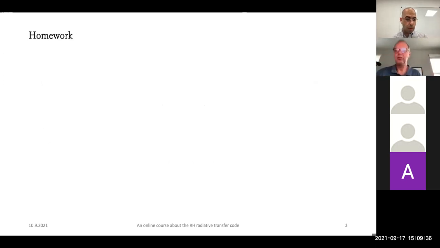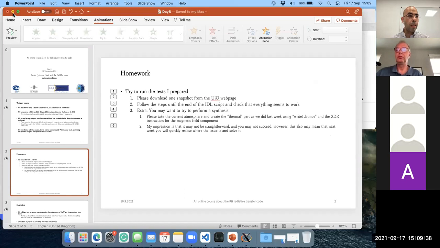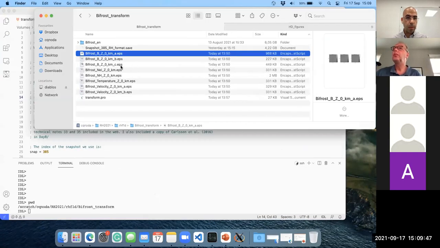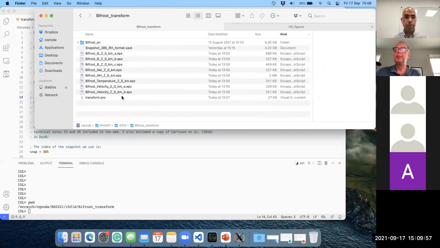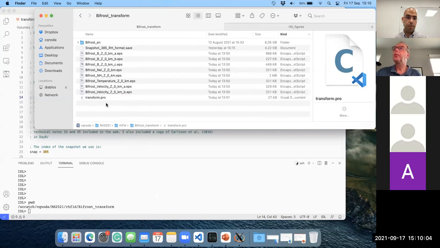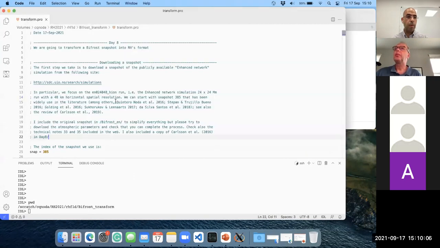Okay, so let me go back, and as always, we will go to an IDL script. We are going to be again in the RH folder and the RH F1D distribution, and in this case, the folder is called Bifrost transform. So we are going to go through this IDL script step by step.